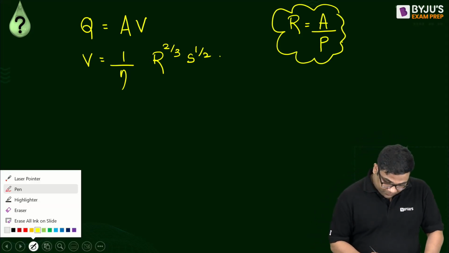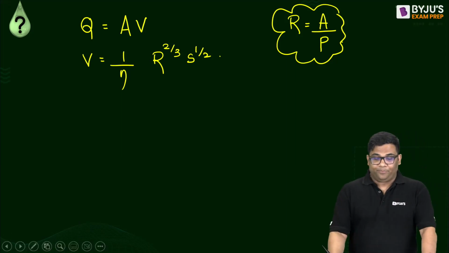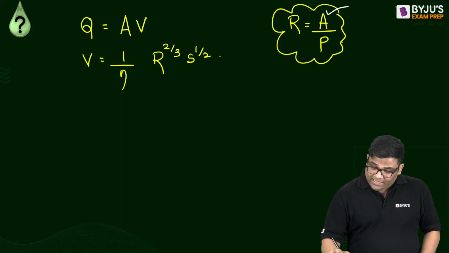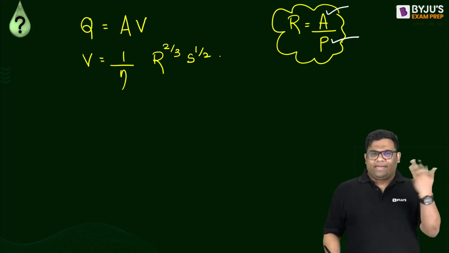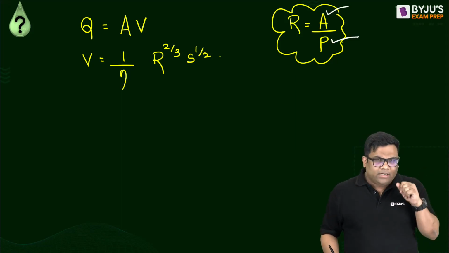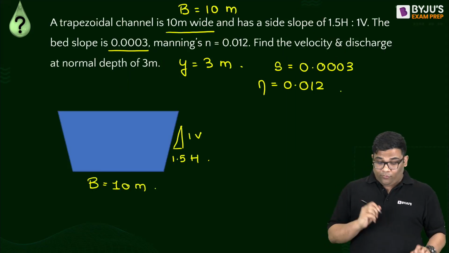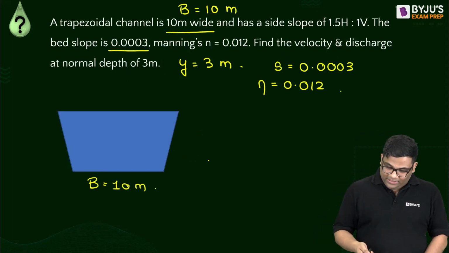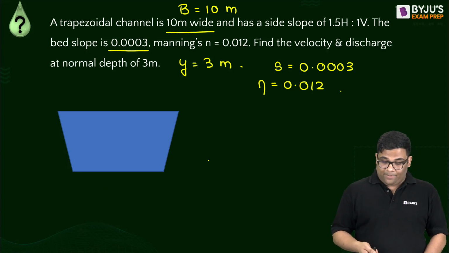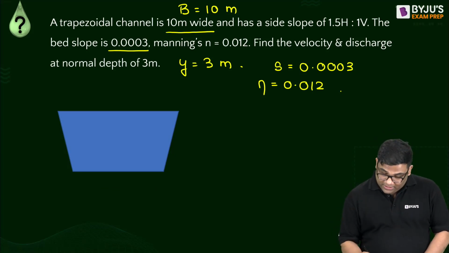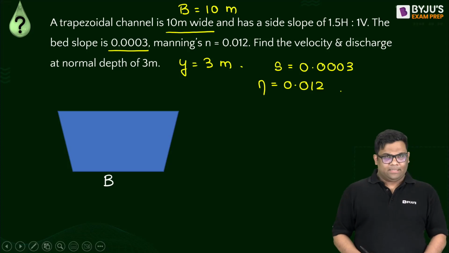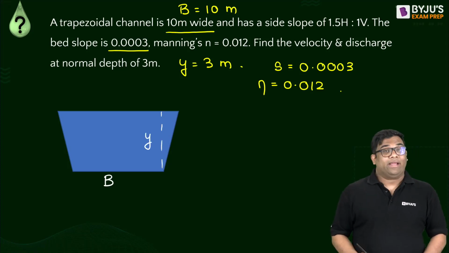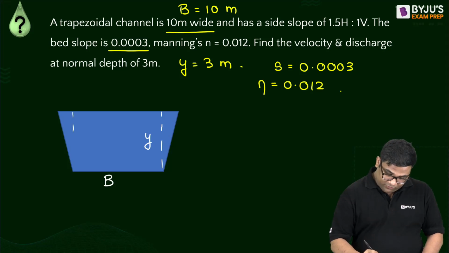Now you see here, only what will change? The expression for area and wetted perimeter will change for rectangle, trapezoid and all, right? Now we should know how to find out the area of a trapezoid. I'll do it in a very generalized manner, and then we will apply to this particular question. You see, this is B. Suppose this is your depth y.